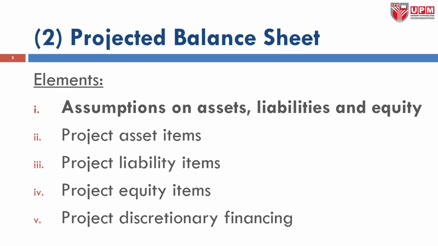There are 5 elements for a projected balance sheet. The first one is assumptions on assets, liabilities, and equity. And we also have projected asset items, projected liability items, projected equity items, as well as projected discretionary financing.